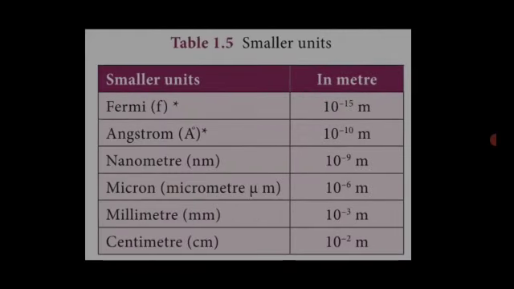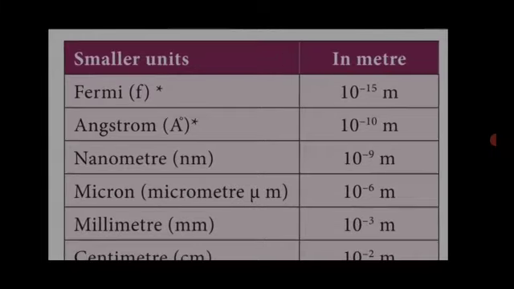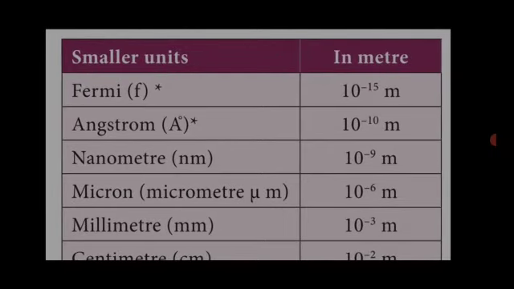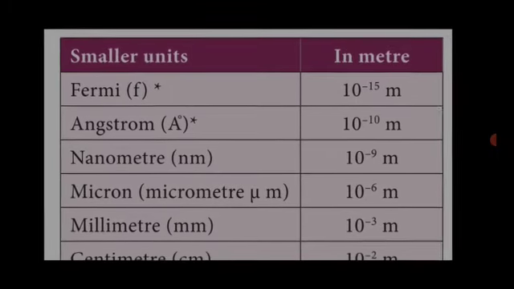See this tabular column. These are the smaller units. The first smaller unit is Fermi, represented by small f. Fermi value in meter is 10^-15 meter. The second smaller unit is Angstrom, denoted as A naught. Angstrom value in meter is 10^-10 meter.